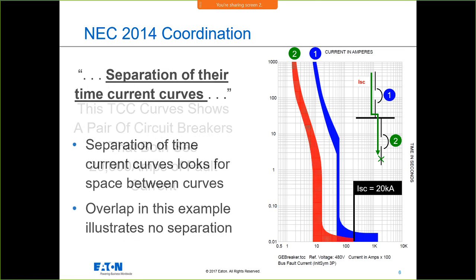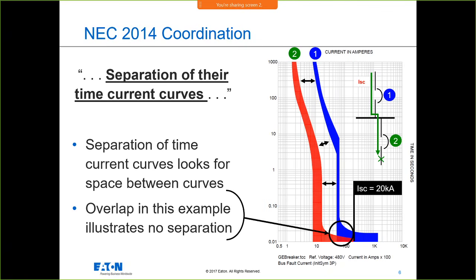Now, what 0.1 seconds tells you is separation of their time current characteristic curves. So you have to maintain separation, but I have a problem. I have an overlap down there. I call that the foot. That's the instantaneous region of both of these breakers showing an overlap in the instantaneous region. These would not meet that language of separation of curves.